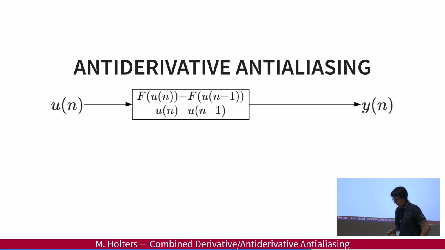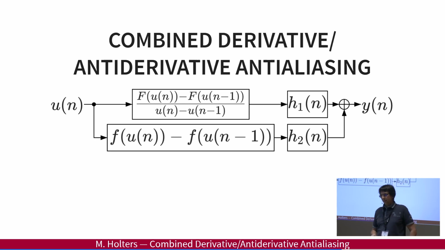So if this is the baseline system with antiderivative anti-aliasing applied, I can now combine with the derivative-based anti-aliasing just by using this derivative calculation path and applying the filters H1 and H2. So in the upper path, I have samples of the signal after applying the nonlinear function, and in the lower path, samples of the derivative, both obtained after applying antiderivative aliasing. And then I just do the approach with the two filters to reconstruct.